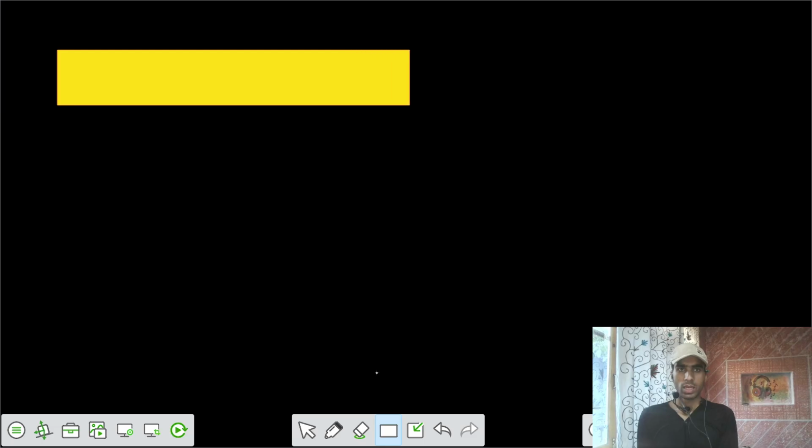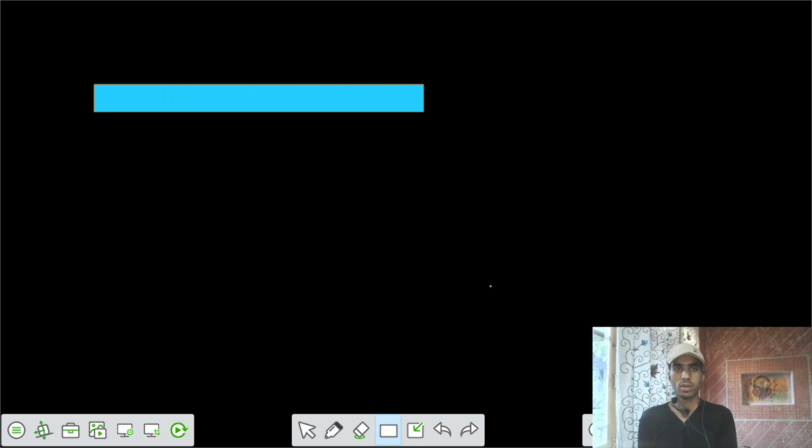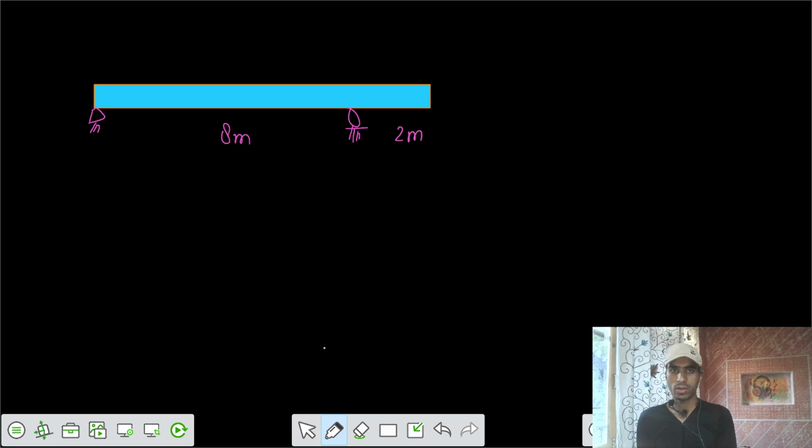Let's take one more problem. Let's say there's a beam, let's have a different color. There's a beam having some overhang also. The supported part is 8 meter, and the overhang part is 2 meter. And we are placing live load here, live load throughout the length.